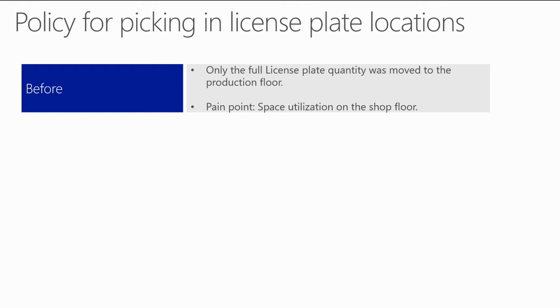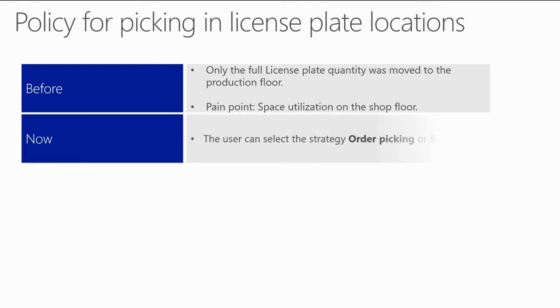So you want to track it by license plate, but when you release work from the production orders, you only want to pick the requested quantity from the order. So what we did, we introduced this policy, how to control picking on license plate controlled location. Do you want to do order picking, or do you want to do staging? So the option to do order picking from license plate controlled location, that is what we introduced now.